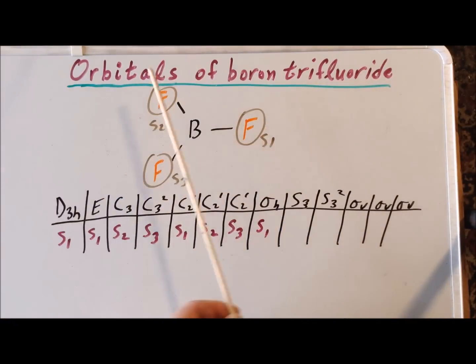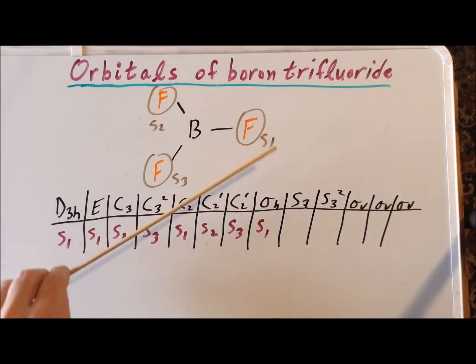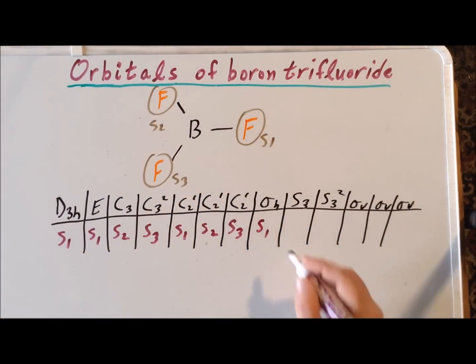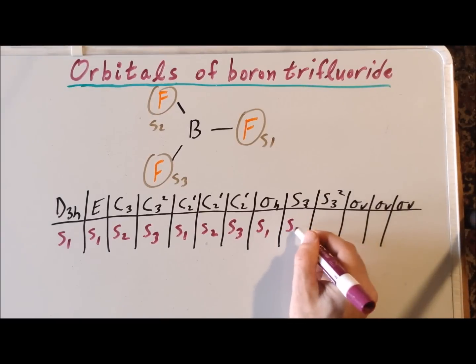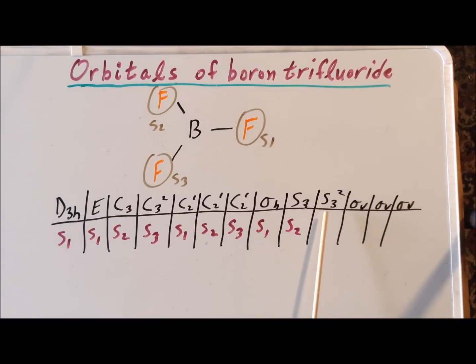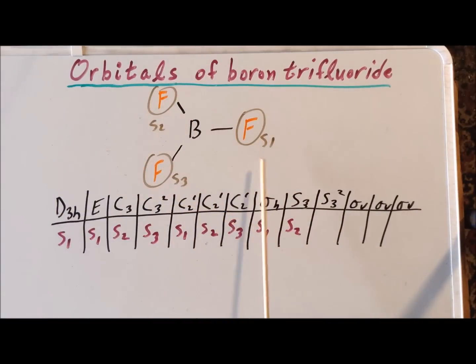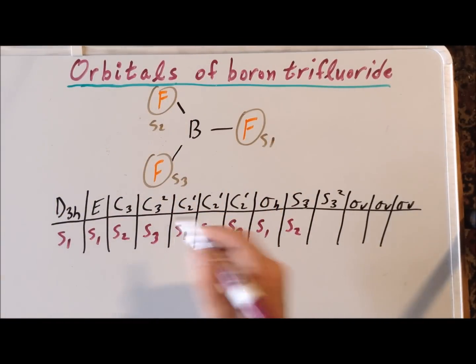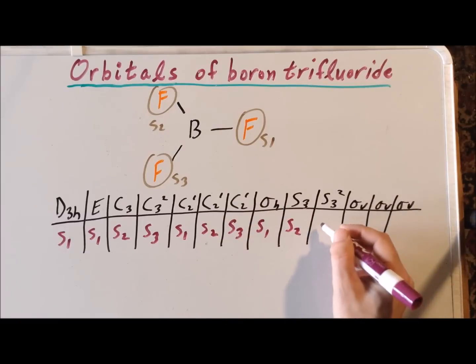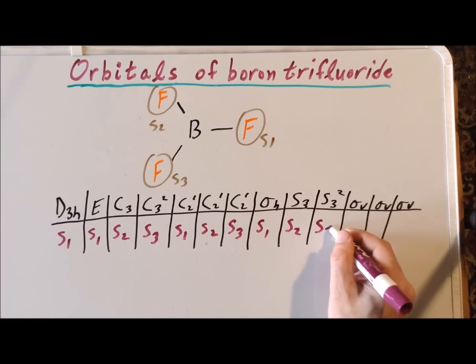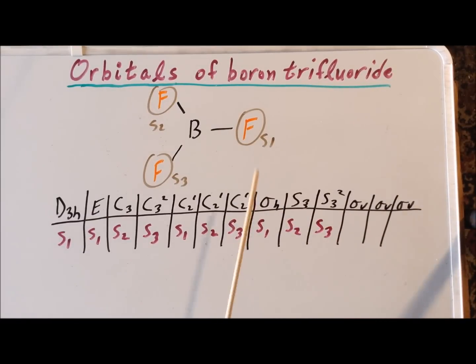S3 is a C3 followed by reflection, so that takes S1 to S2. S3 squared works the same way as C3 squared did: we do an S3 and then another S3, so that takes S1 to S3. Apologize for using S3 to mean two different things there. But the S3 operation takes the S1 orbital to the S3 orbital.